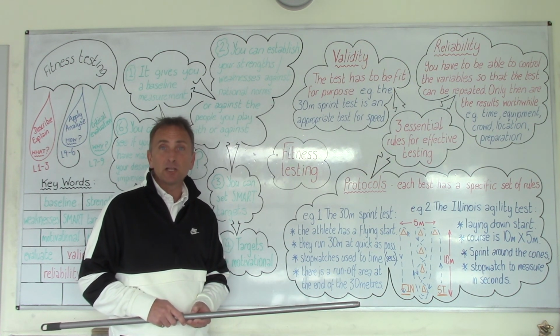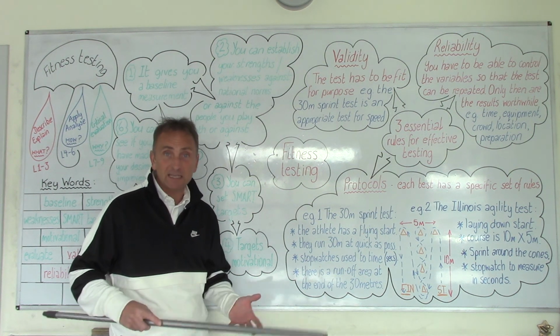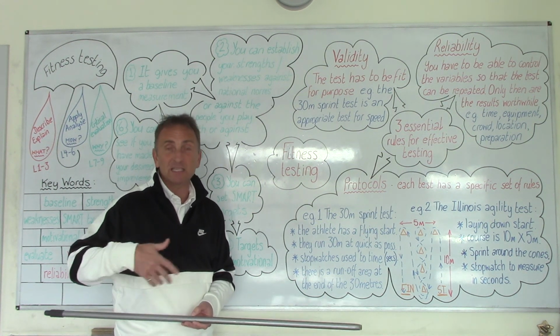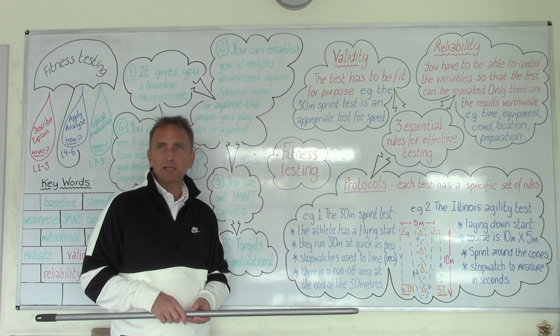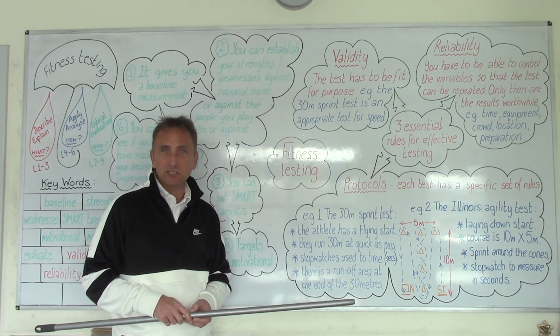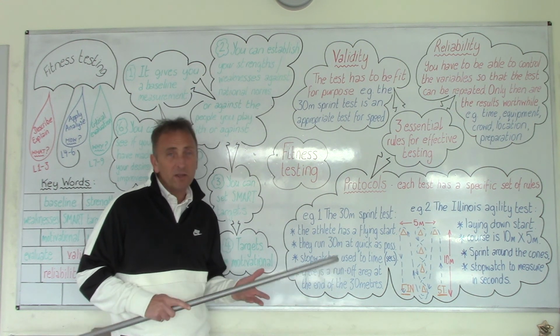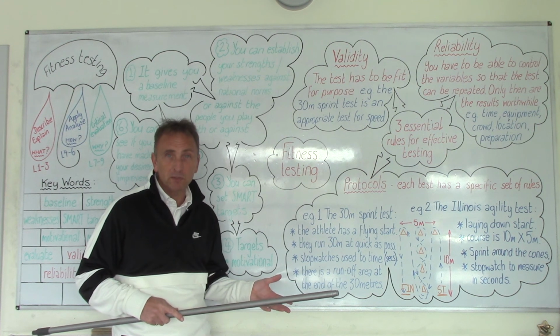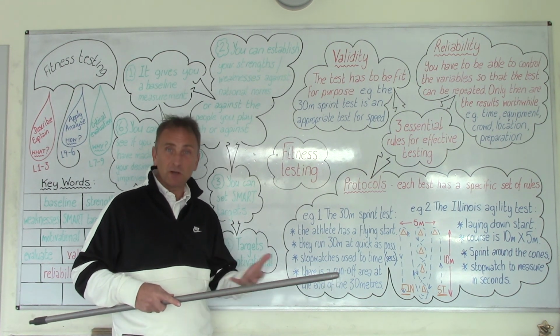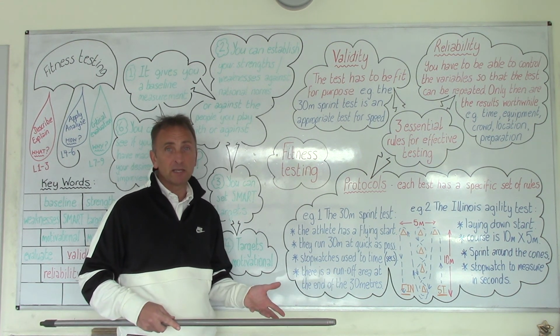Maybe the Illinois agility test would be a valid test for that as well, because that's maximum speed around cones. That would also test agility. But something like a flexibility test, maybe the sit and reach test, would not be a valid test to measure my speed. It wouldn't be fit for purpose. The sit and reach test would measure my flexibility, not my speed.